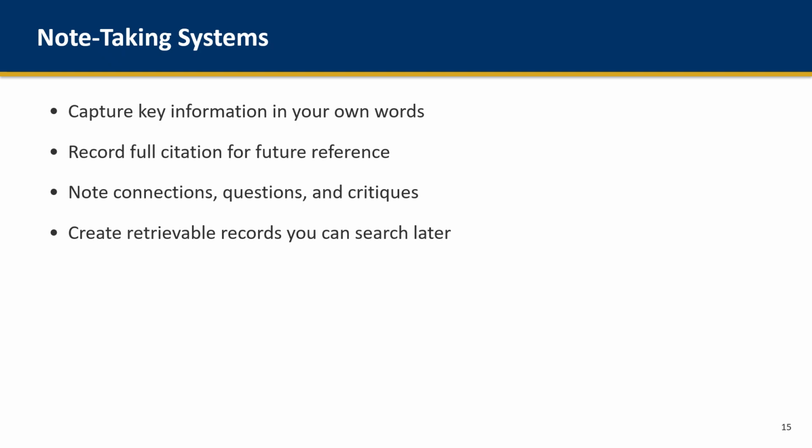Record full citation information for every paper. When you need to cite something months later, finding it again shouldn't require researching. Capture author, year, title, journal, and DOI, or link at minimum.